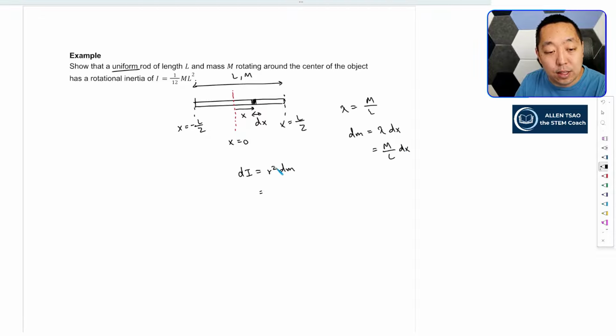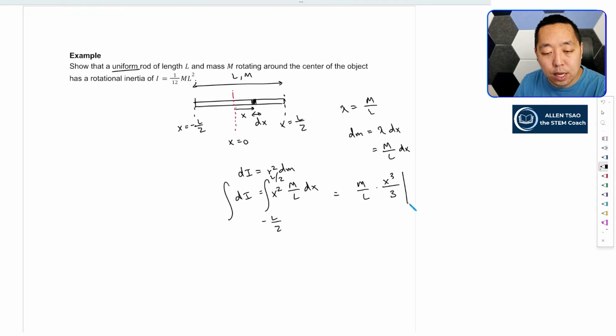Then r, the distance from the axis of rotation, is just x. So this is going to be x squared, and the dm is m over L dx. Now we're going to integrate all the pieces from x equals negative L over 2 to positive L over 2. The m over L comes in front. This becomes x cubed over 3, and we evaluate it from x equals negative L over 2 to positive L over 2.